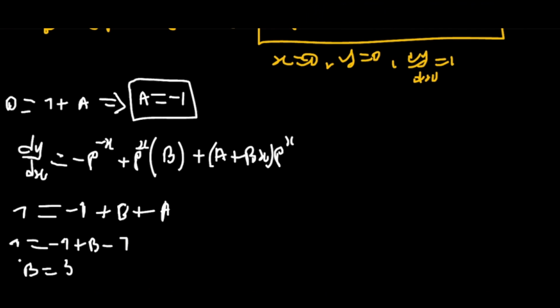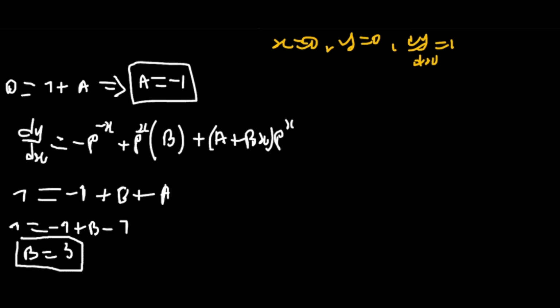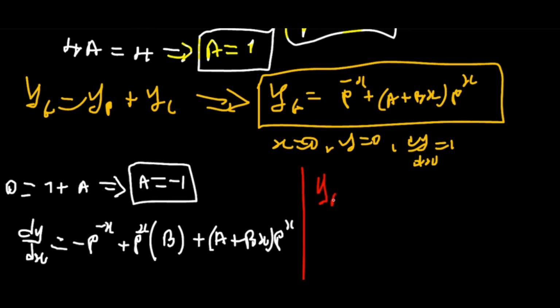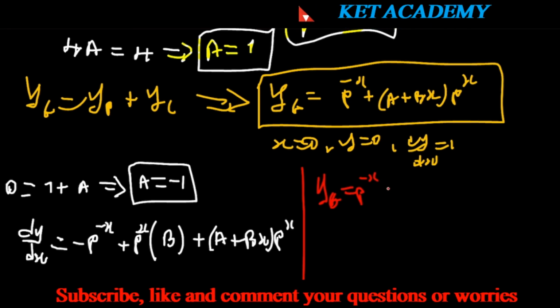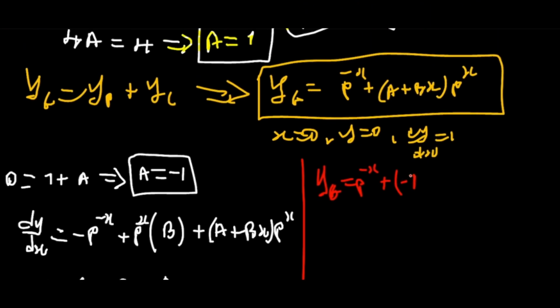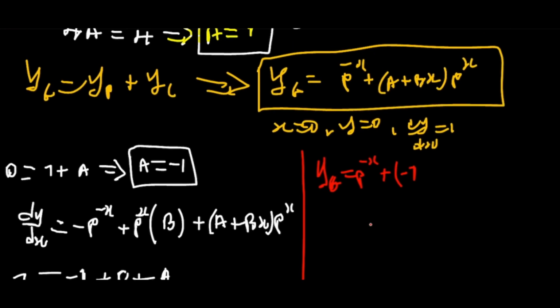So we have our a and our b. We're simply going to go back to the general solution and substitute our values of a and b. So that will be the exact solution. So y general now will be equal to e to the power minus x plus, now we look at our a was minus 1, and our b was 3, so plus 3x e to the power x. So that is the solution.